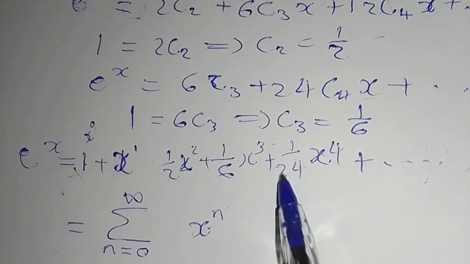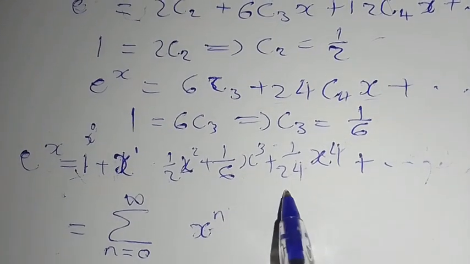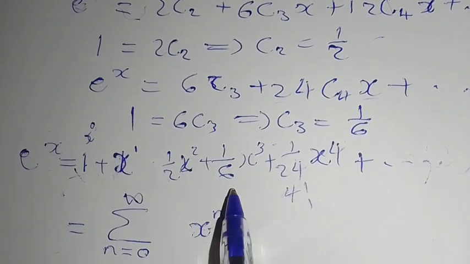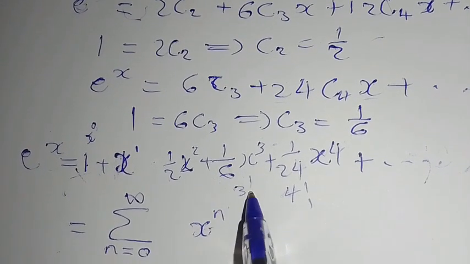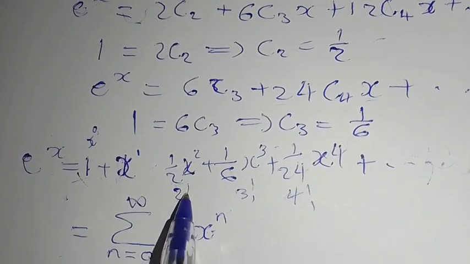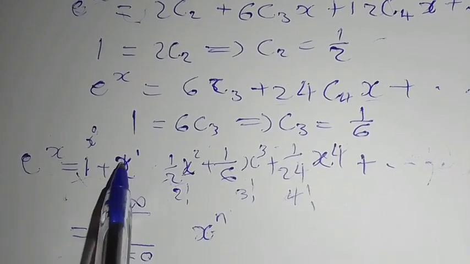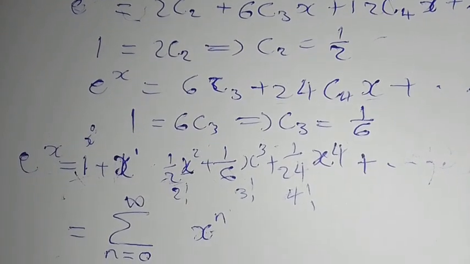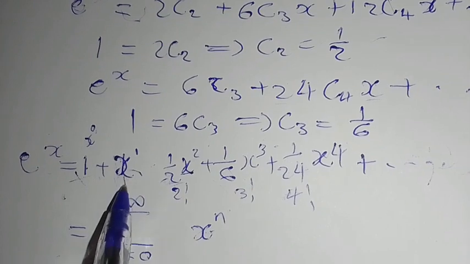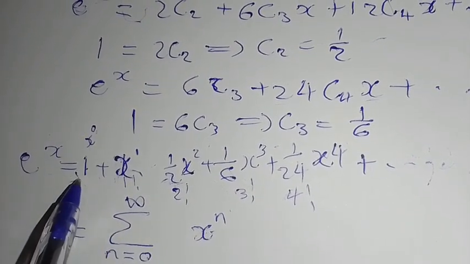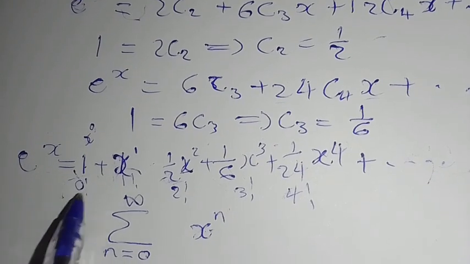What's the relationship between 24 and 4? We know that 24 is just 4 factorial. What's the relationship between this 6 and this 3? We know that 6 is equal to 3 factorial. And this 2 is equal to 2 factorial. So there's a relationship between the coefficient and the power of n. We have a 1 factorial here, and since we have an x to the power of 0, that means we have a 0 factorial, which just gives us 1.